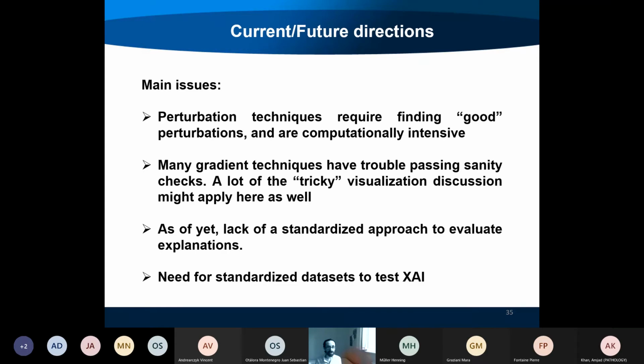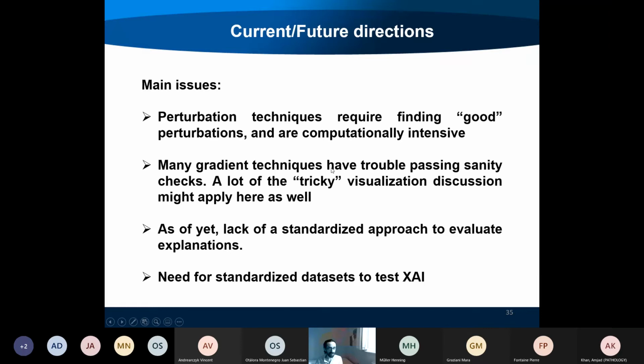So some current and future directions include some perturbation techniques require finding good perturbations, or all of them actually. So we need to continue defining how we decide what a good perturbation is, because perturbation techniques have this advantage of being able to say, I want to see what that part does, let's perturb that part. But we need to find some more standardized approaches to doing this.